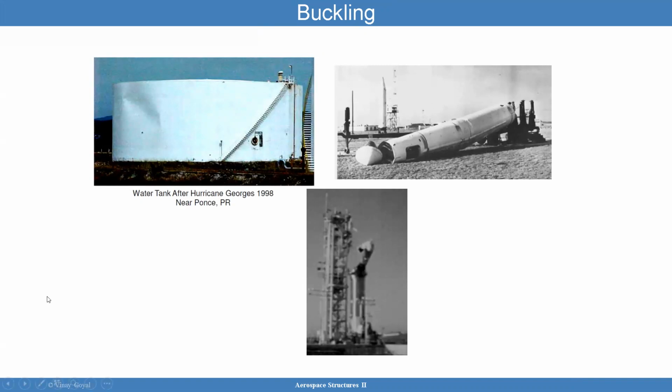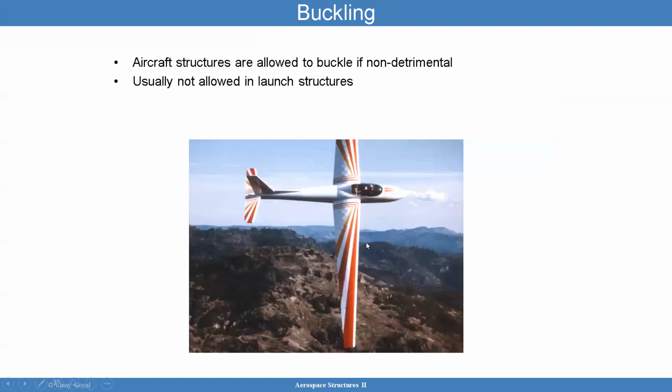I grew up in Puerto Rico. So here you can see Hurricane Georges, 1998, causing damage to this water tank. And you can see here the wind caused it to buckle on the side. So hopefully that picture is clear there. In addition to that, you can see a launch vehicle has collapsed here due to buckling and another one down here. Here you can see an aircraft with skin buckling. But this skin buckling may not have been detrimental, so it may have been acceptable.